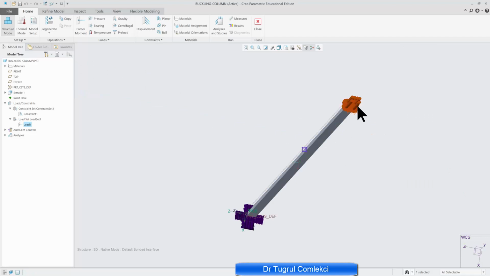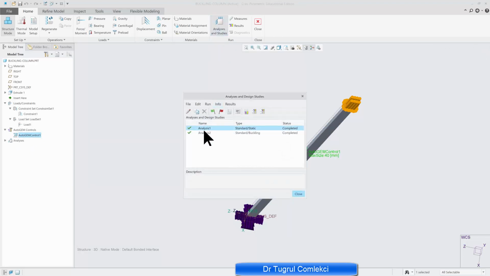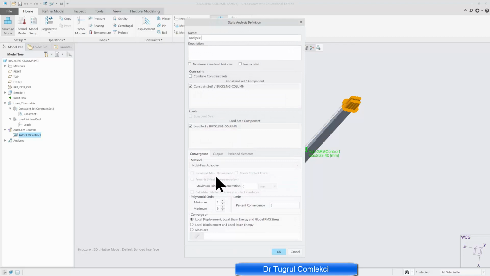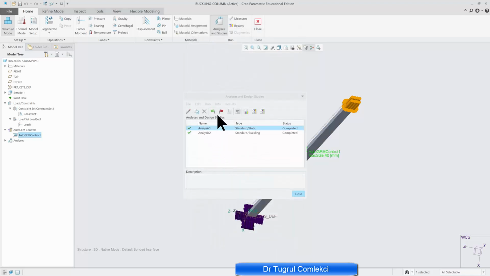That is our unit load in compression, and in AutoGEM we can also specify some geometry controls, and that is in this case just 40 millimeters. So still just a few elements through the thickness of this beam, and we can mesh this and then solve for a static analysis. Our first analysis, analysis 1, is a static analysis, and that is simply defined as a multipass adaptive, 9th order polynomial, 5% convergence, and converge on local displacement, strain energy, and global RMS stress as usual. And we can solve that.